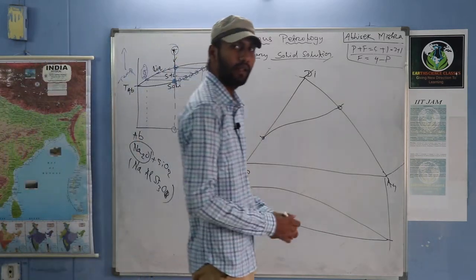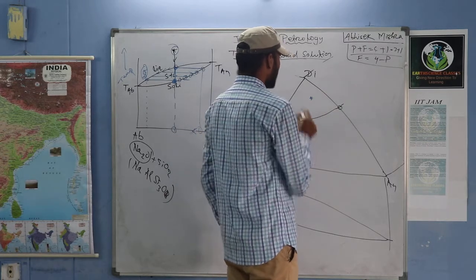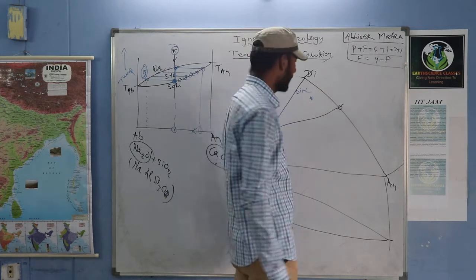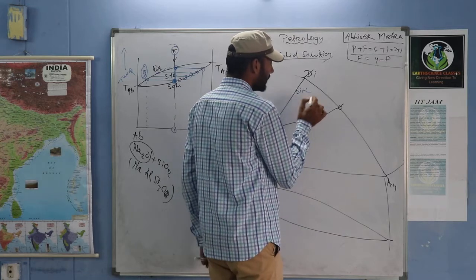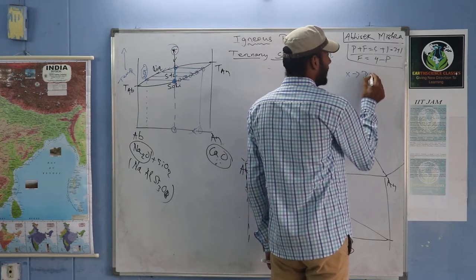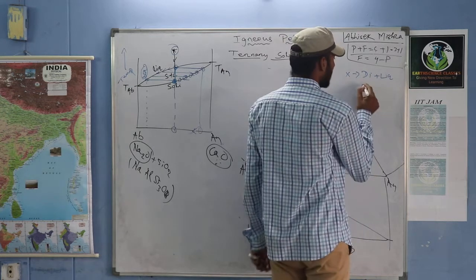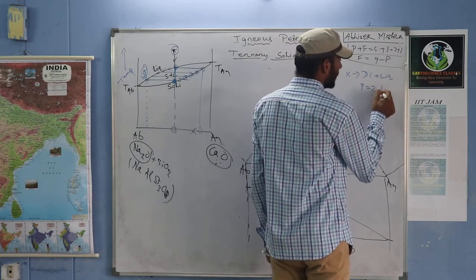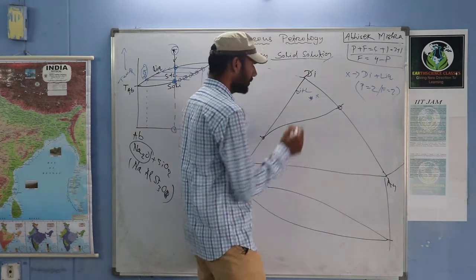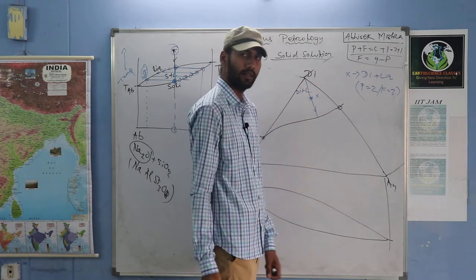If you are taking any composition here, as I have told, this field is diopside plus liquid. If we take any composition here, let's say X, the first mineral to form is diopside. So phases become 2, degrees of freedom become 2. When the degrees of freedom become 2, what do you have to do? You have to connect with the vertex. So it is moving in this direction.